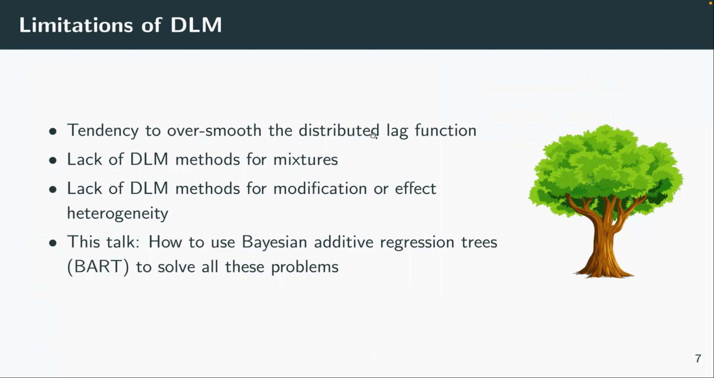And so in this talk, what I want to talk about is how we can use Bayesian additive regression trees, or BART, to solve all these problems. We found ways to add structure into a BART model, and I'll explain what BART is in the next few slides. And it turns out it creates a really powerful framework to estimate a whole bunch of different distributed lag style models that we can use to solve a lot of different problems.